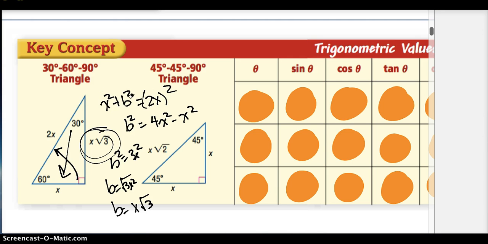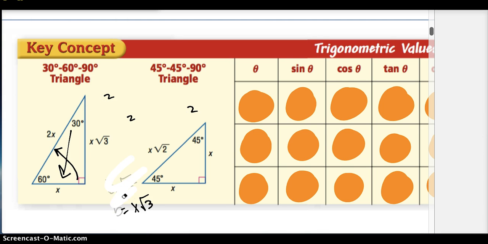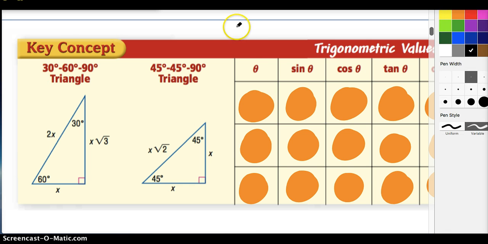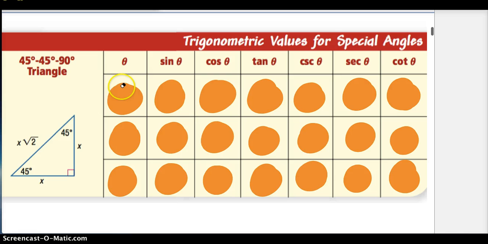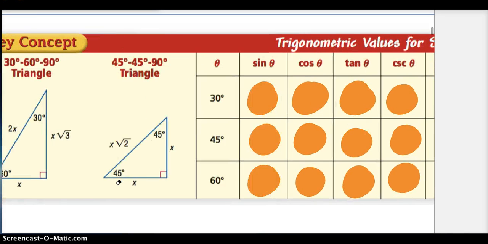I know you're like, okay, what's the whole point of that? The whole point of that is that we now have information about very specific angles. Particularly, we can find the trigonometric values of each of these functions, of each of these angles rather, 30, 45, and 60 because of these triangles.